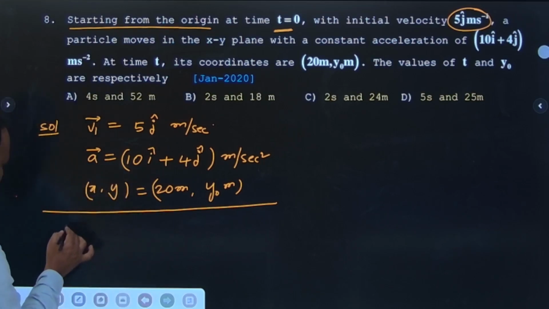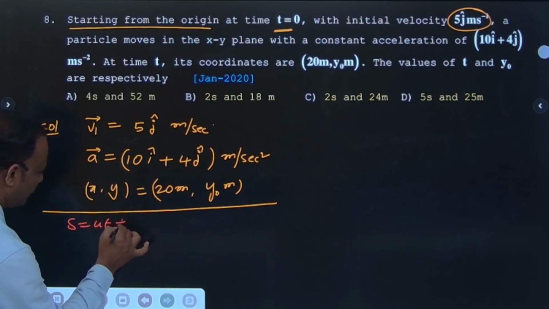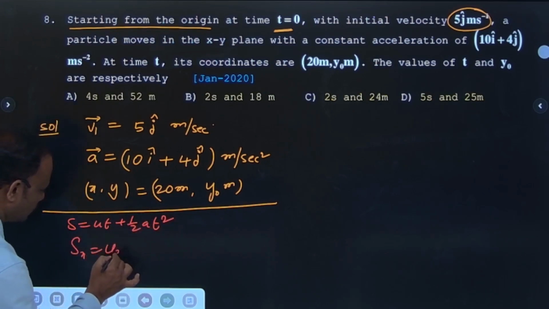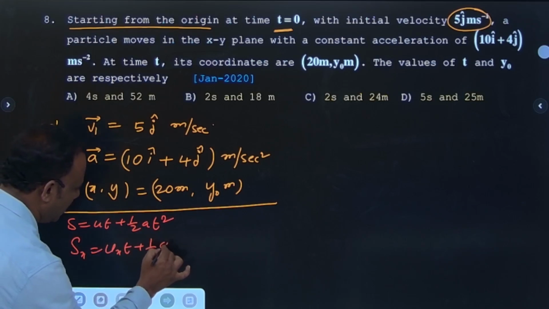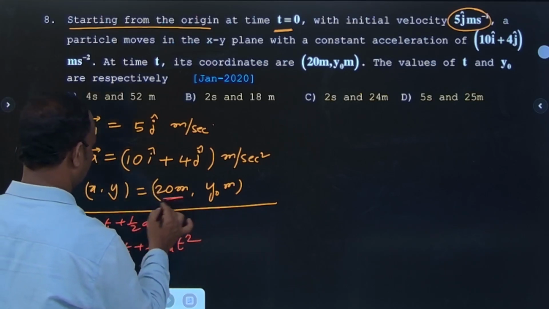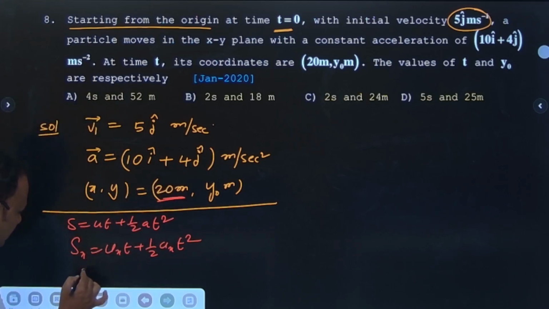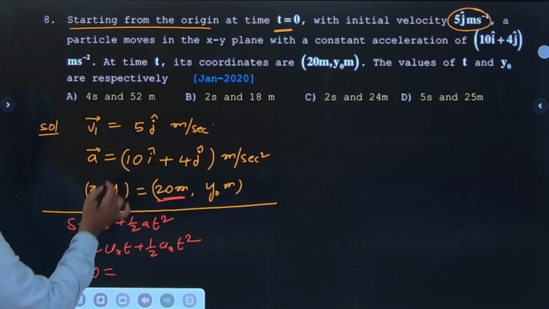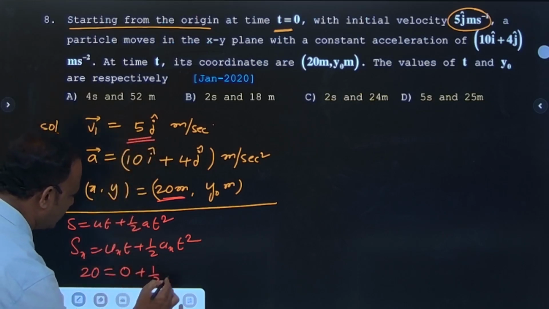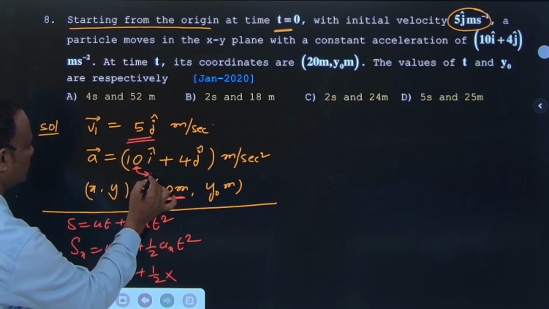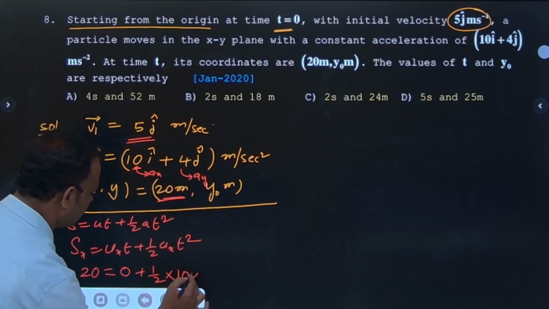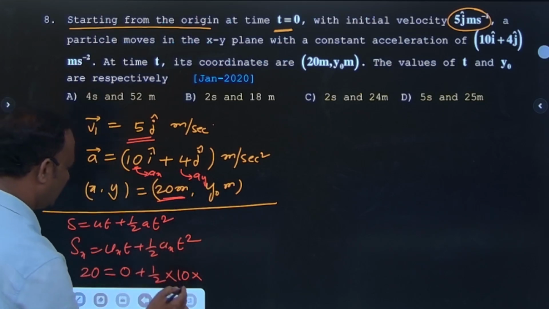S is equal to ut plus half at square along the x-axis. Sx is equal to ux into t plus half ax into t square. What is the coordinate along the x-axis? It's x. X means 20. So what is the initial velocity? Ux is 0, plus half ax. What is the ax here? Ax is 10, into t square. What is the t square?